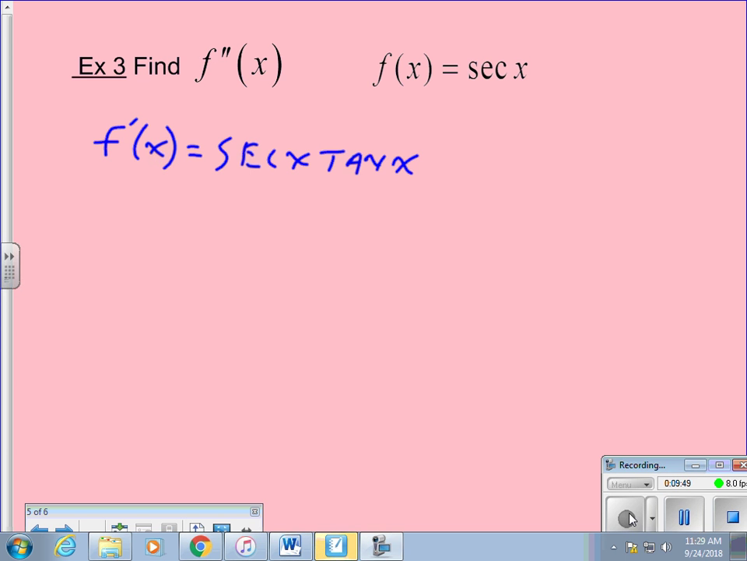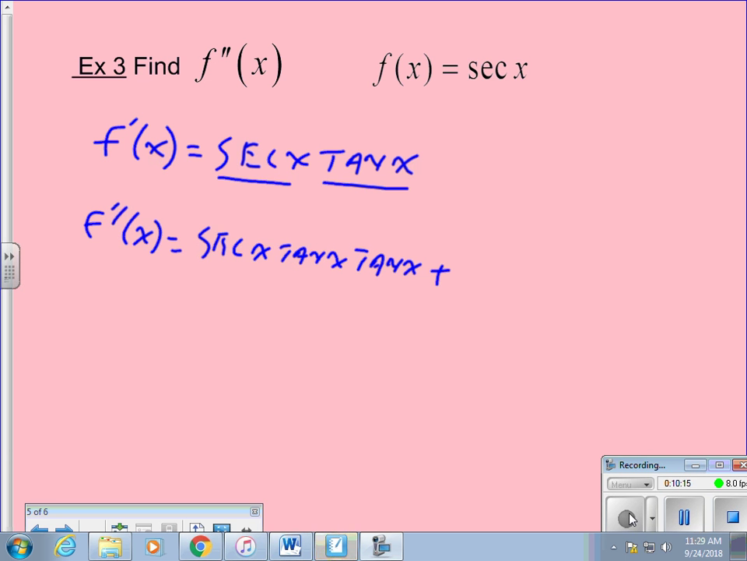Second derivative, not a big deal. Same rules, but you have to use the product rule. That's the first term, second term. So f double prime of x, the derivative of the first term is, once again, secant tangent, secant x, tangent x, times tangent x, plus the derivative of the first one, secant x, times the derivative of the second one, and the derivative of the tangent is the secant squared, right?